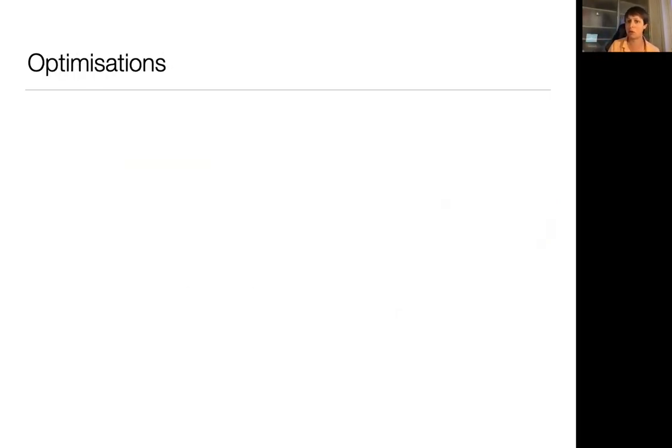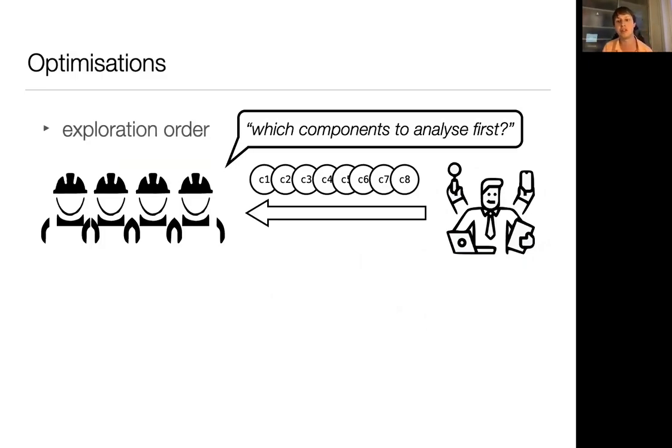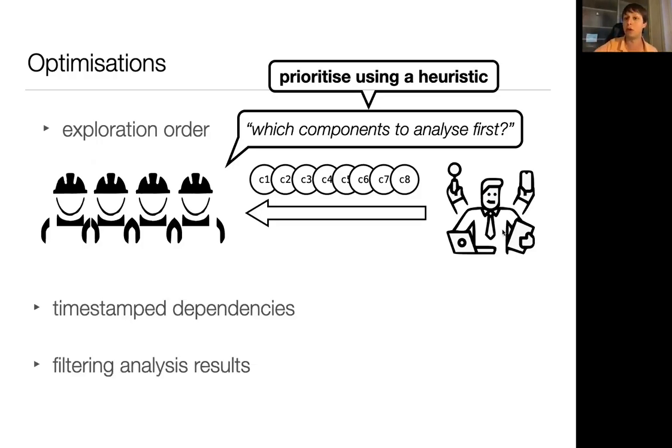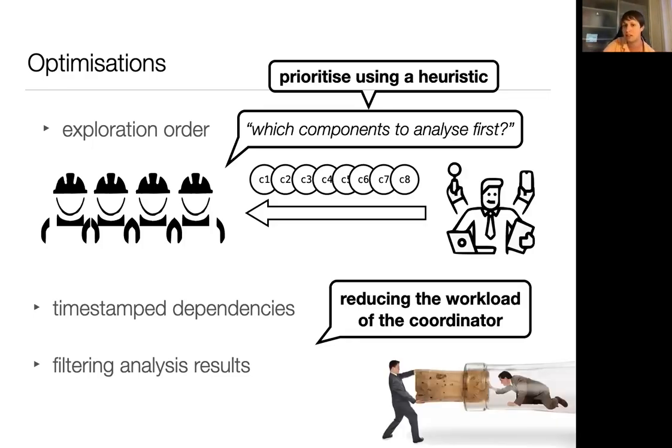In this paper, we also describe a few additional optimizations to our algorithm to improve its parallel efficiency. The first has to do with the exploration order, so that basically determines which components the workers decide to analyze first. It doesn't actually influence the final analysis result, but it could impact the performance of the analysis. So therefore, we developed a heuristic to make workers prioritize certain components over others. Two other optimizations, timestamp dependencies and filtering the analysis results, are further described in the paper. Without going into detail about them, their purpose is basically to reduce some of the workload for the coordinator. And this improves parallel efficiency, of course, because the coordinator is single-threaded and could otherwise become a bottleneck when using a high number of workers.